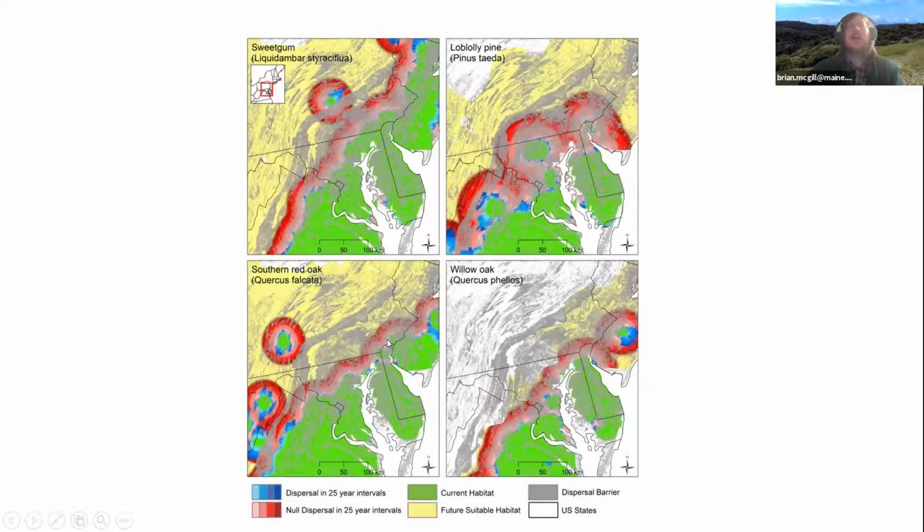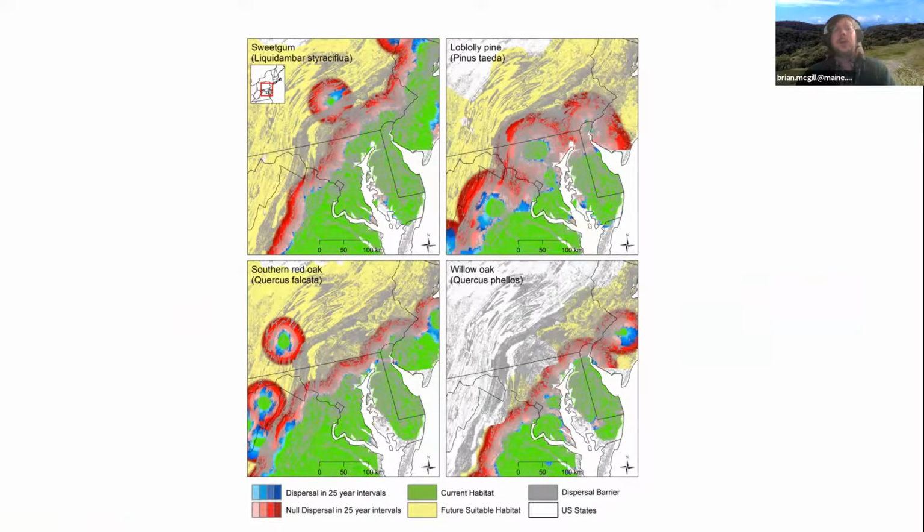However, here are some other trees that are not doing so well. So that's sweet gum, loblolly pine, southern red oak, and willow oak. As you can tell, these are all more southern trees. Their current range is kind of Maryland, Virginia, North Carolina, maybe Pennsylvania, Delaware. And the blue is where they actually disperse, given the human landscape that they're dispersing into.